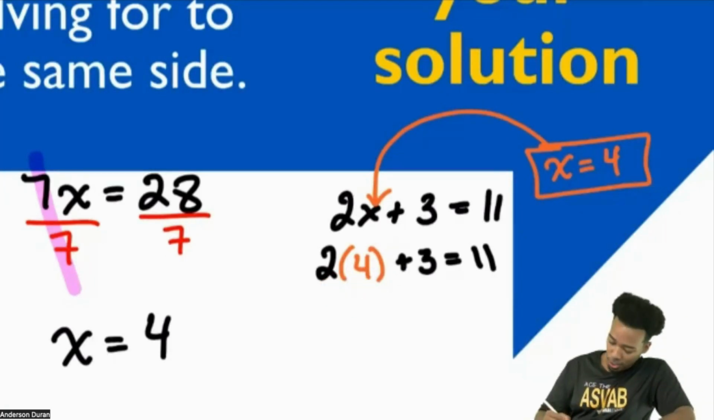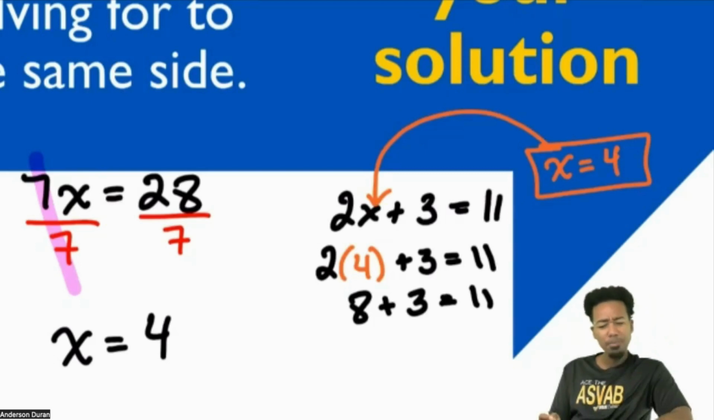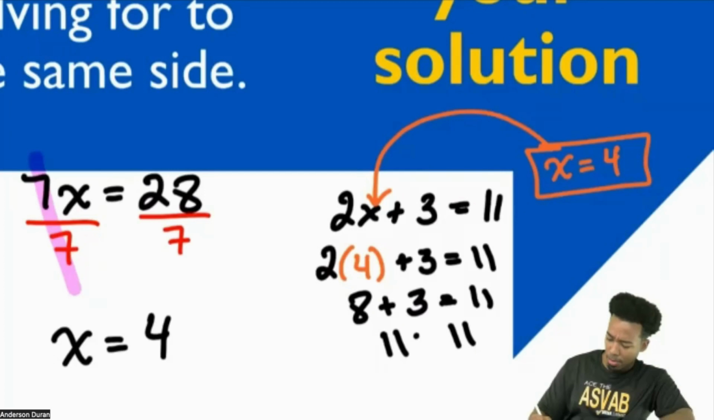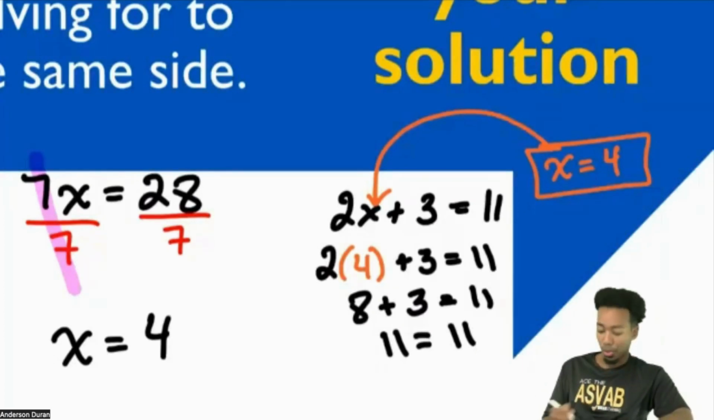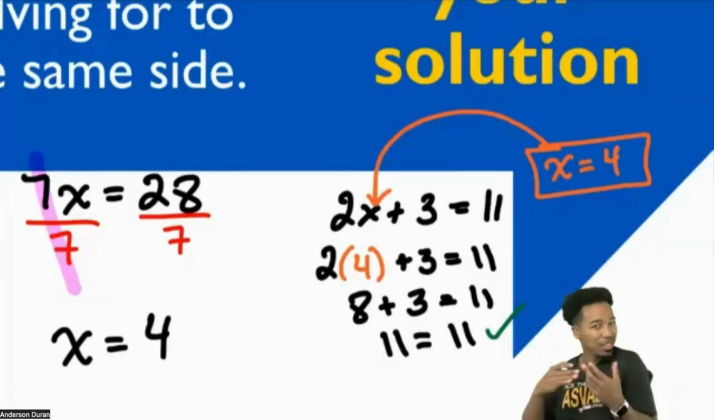Appreciate that, Jonathan. That's quick. Yep, that's going to be 8. Then we have 8 plus 3 equals 11. Everybody, is 8 plus 3 equal to 11? Yeah, it is. And so you see that we have 11 equals 11. So yes, everybody, this is a true statement. x is equal to 4, and you can say that you've checked your work and you're all good. That's what that looks like.